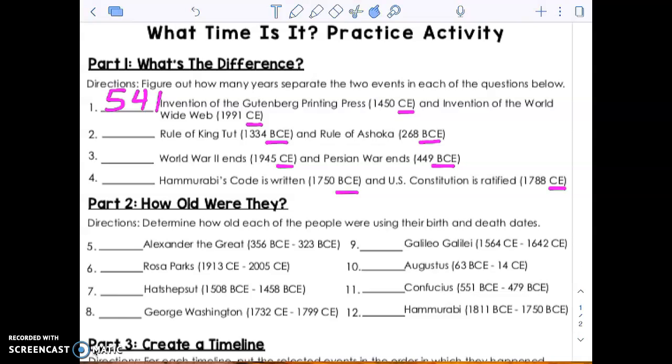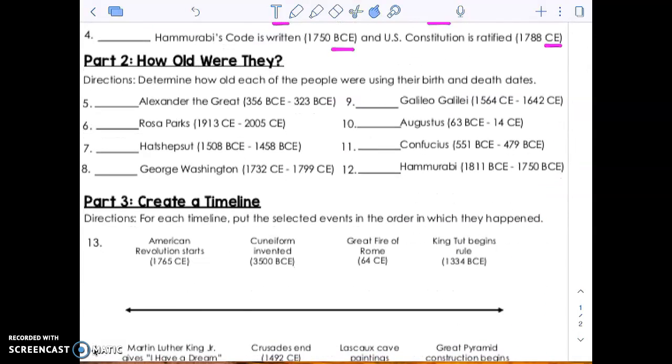When we're looking at part 2, it says, determine how old each of the people were using their birth date and death dates. So with this, we'll look at, again, that BCE or CE and see if they're the same or if they're different. So Alexander the Great, we will actually be talking about Alexander the Great, 365 BCE to 323 BCE. Again, what we need to do because they're the same Common Era, we're going to subtract and we'll find out that he only lived to be 33 years old. Okay, led quite a few huge armies.